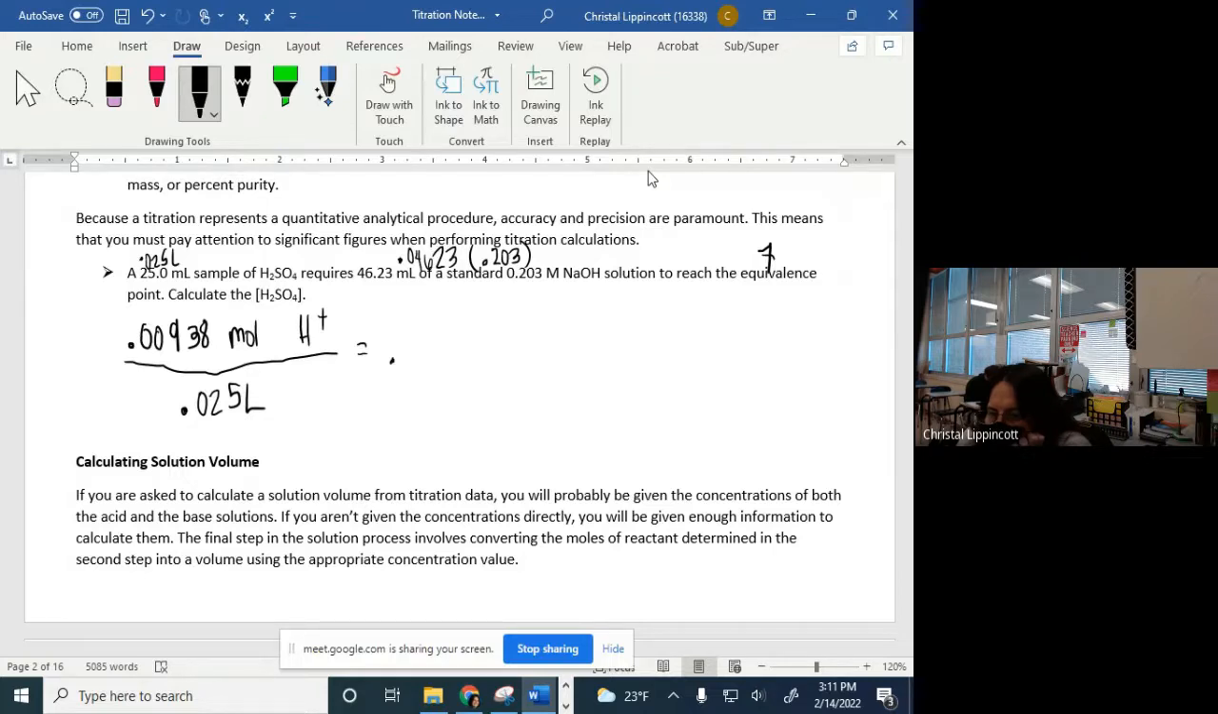I think I might have screwed this up, guys. Come on, listen. No, that's right. That's what I did. 0.375 molar. I did 0.0093 divided by 0.025. And then I have the molarity.